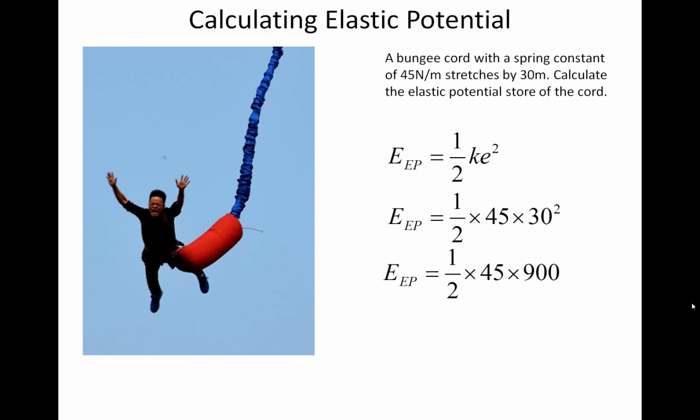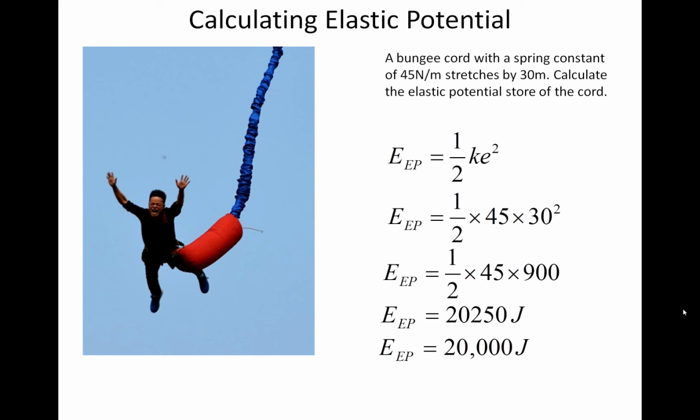We'll square the 30 first to give us a half times 45 times 900, and that leaves us with an energy in the elastic potential store of 20,250. Now it's important to note here that we were only given two significant figures in each of the numbers in the question. We had 4 and 5, and we had 3 and 0. So our answer should also be to two significant figures.